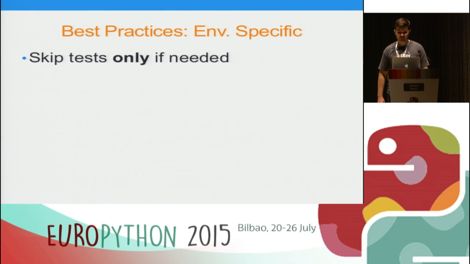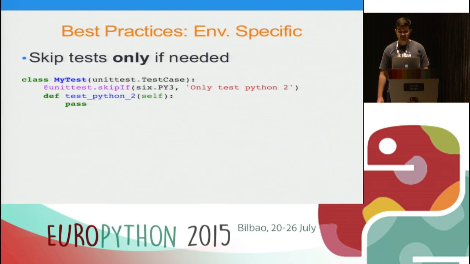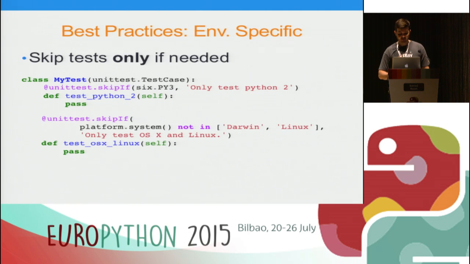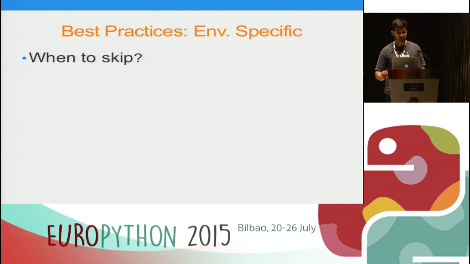And then finally, you may run into the situation where you actually need a test for an environment-specific behavior. Ideally, you want to make sure to share code paths in your tests. But when you can't, it's all right to skip tests. To skip tests, you can just use the skipIf decorator. In this case, I'm skipping if it's a Python 3 version. And I can also skip if it's platform specific. So for example, here I'm skipping if it's not Mac or Linux. So you may be asking now, when do I know to skip tests?